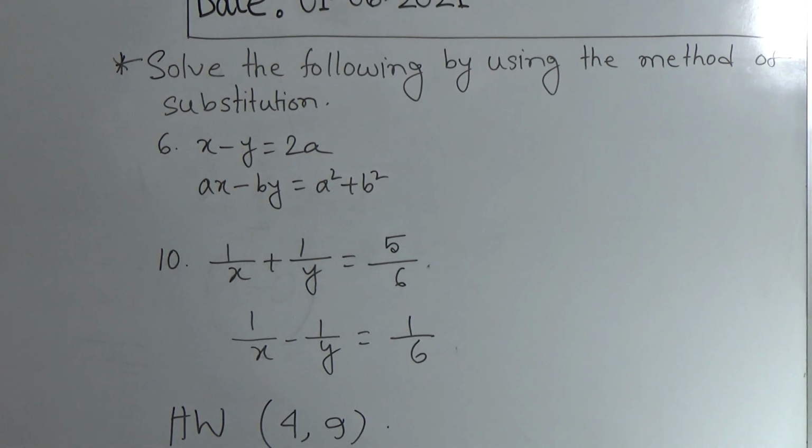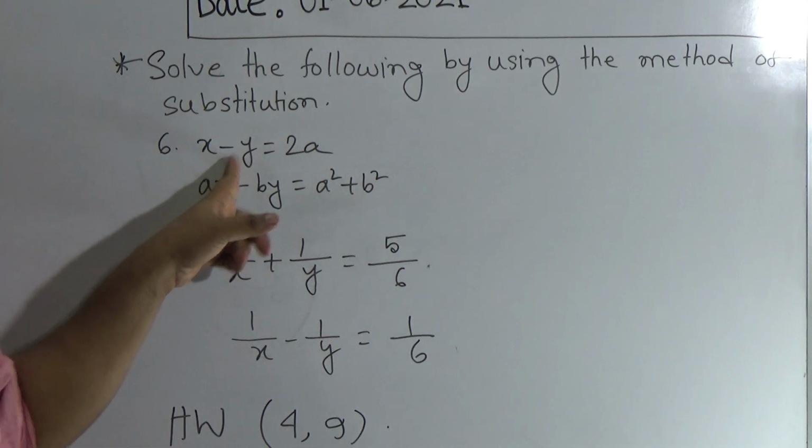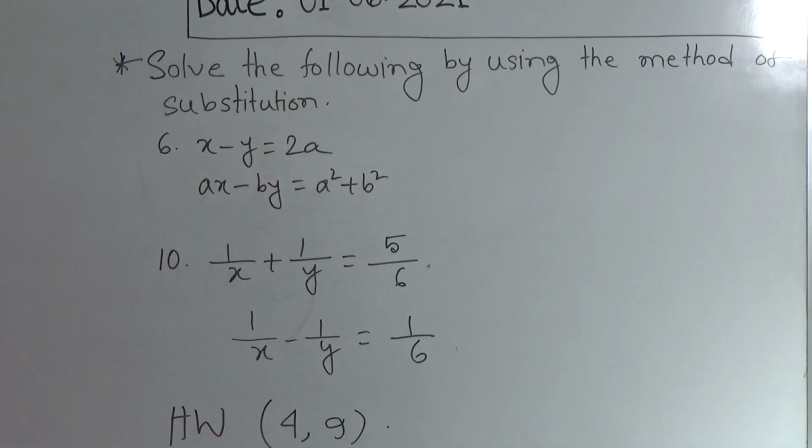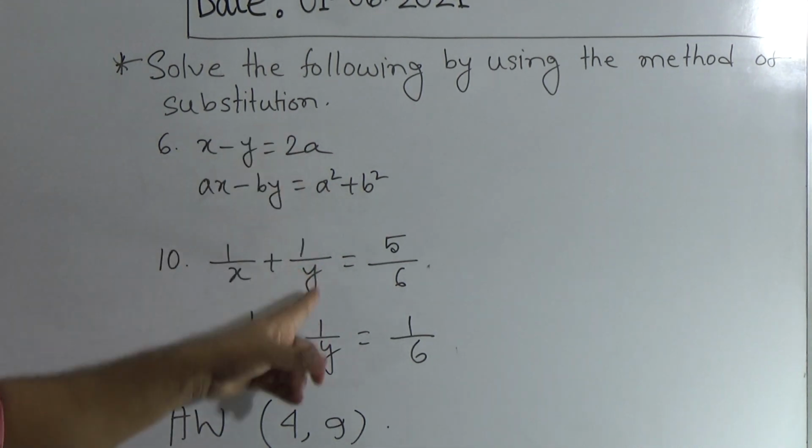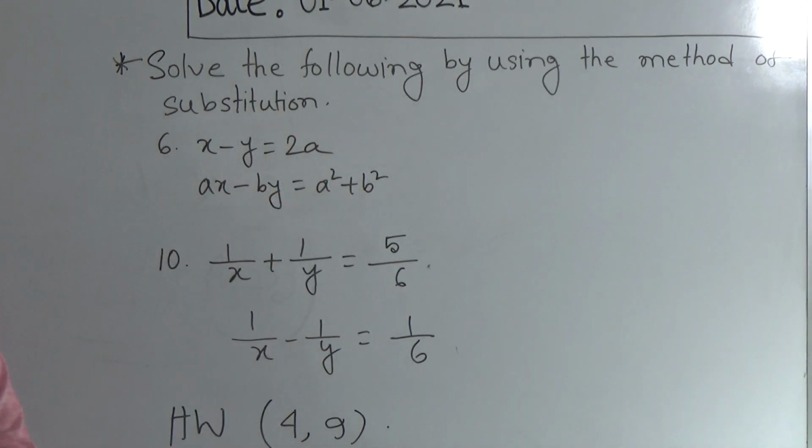So what is the substitution method? At first we convert one equation of these two equations into one variable in terms of the other. After that we put that value in the other equation and we get one value, and putting that in any equation we get the other value. When we solve this math, it will be easier for you to understand what the substitution method is.